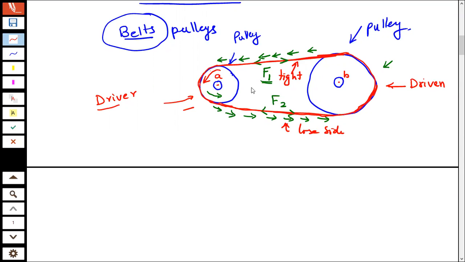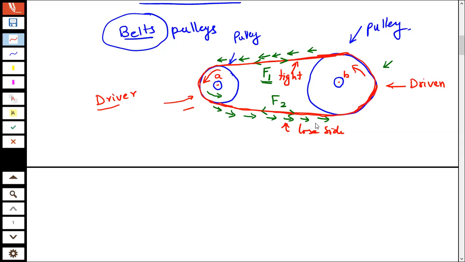So what we mean is that the tight side and the loose side tension would solely depend on the direction of rotation and which one is the driver, right? If this becomes the driver and it is rotating in this direction, then this one will become the tight side. So it depends on the direction of rotation and the driver and the driven.